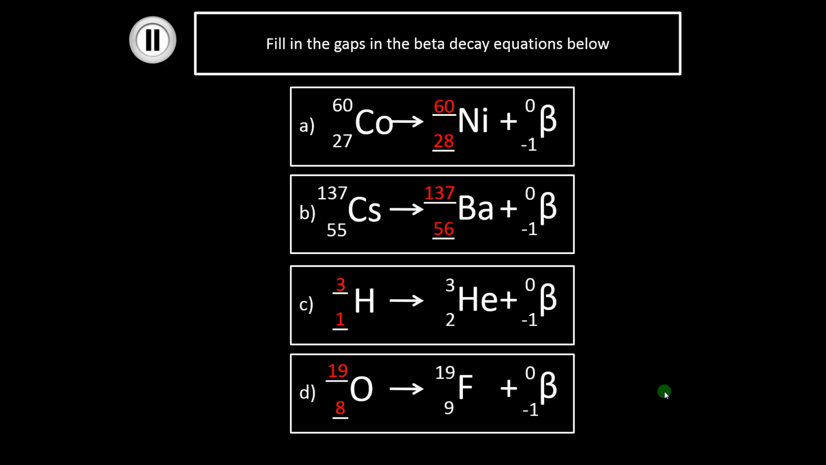The gammas only tend to come off after an alpha or beta decay, because if you think about it, if your nucleus has just spit out an alpha particle, the remaining nucleus is going to be vibrating around and has a lot of extra energy, and the way it loses that energy is by giving out gamma rays. So the gamma decays usually come after an alpha decay or a beta decay.